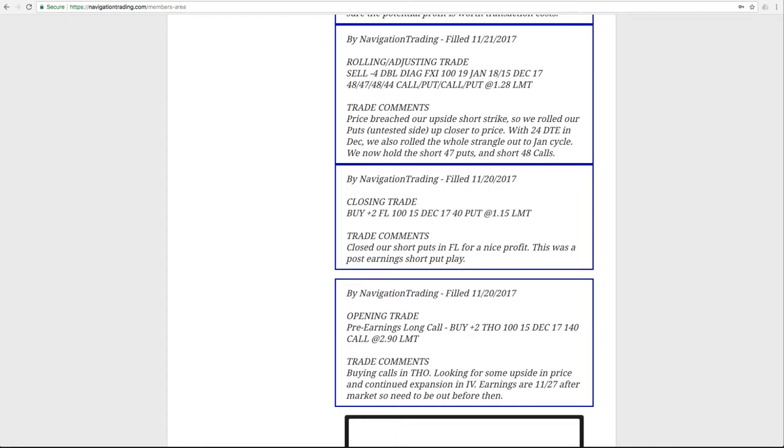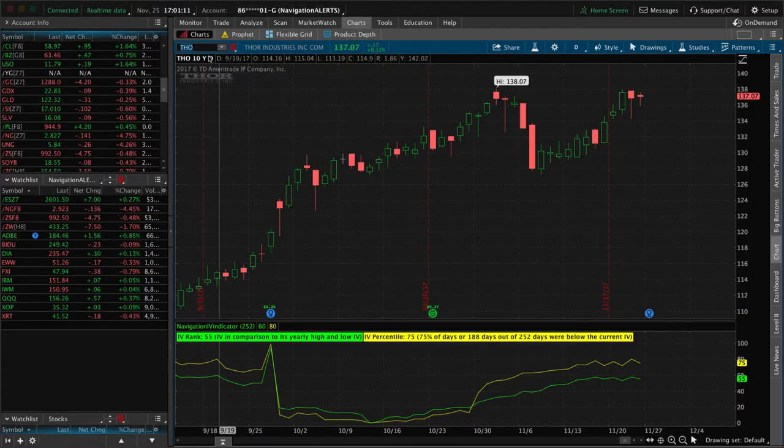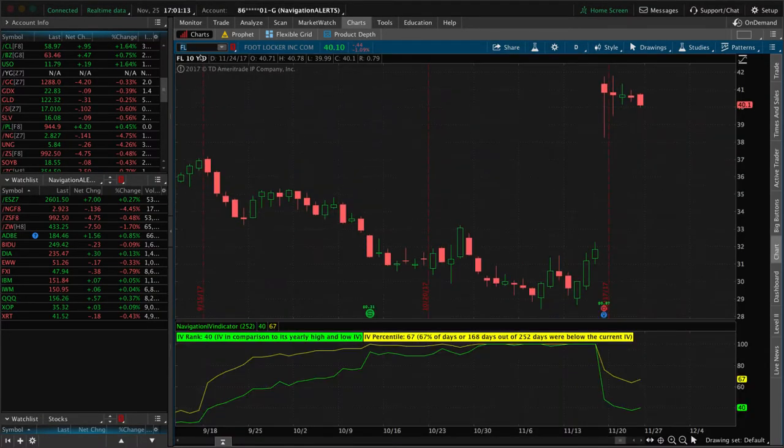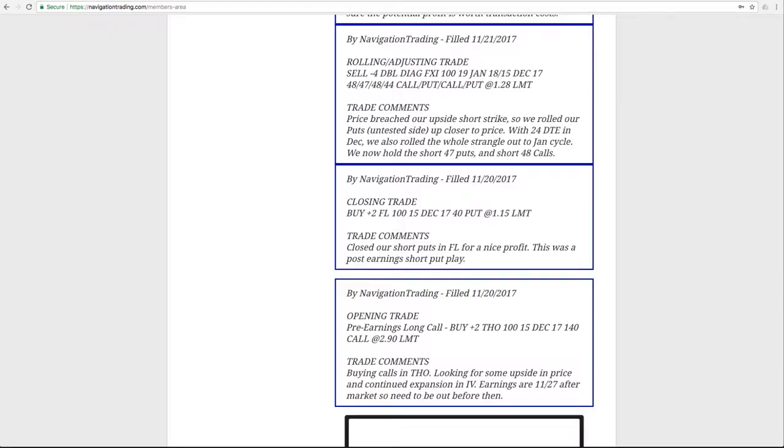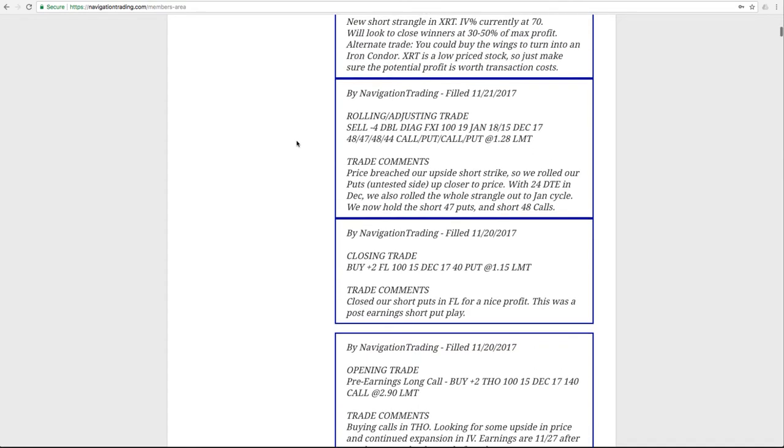And so if we take a look at Foot Locker, FL, you can see it spiked up. We actually got in price down here, price went up, and then just kind of traded sideways for a few days. Gave us a chance to book a nice profit in just a few days of trading. So another good post-earnings short put play there.